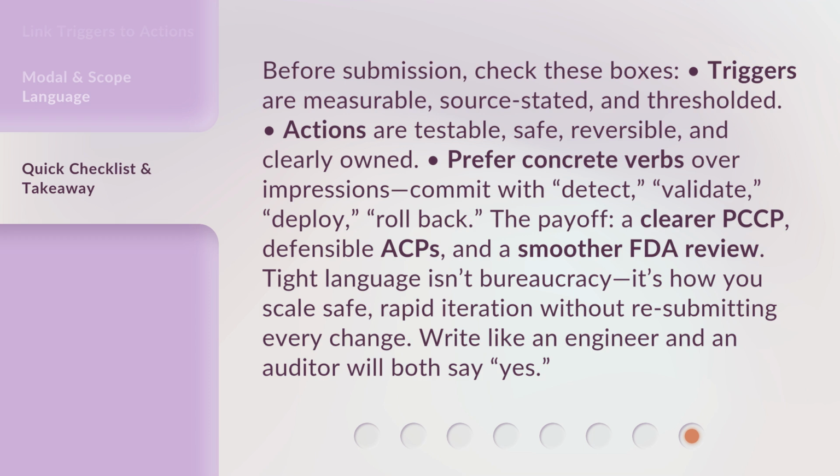Before submission, check these boxes. Triggers are measurable, source-stated, and thresholded. Actions are testable, safe, reversible, and clearly owned. Prefer concrete verbs over impressions. Commit with detect, validate, deploy, roll back. The payoff: a clearer PCCP, defensible ACPs, and a smoother FDA review. Tight language isn't bureaucracy. It's how you scale safe, rapid iteration without resubmitting every change. Write so that an engineer and an auditor will both say yes.